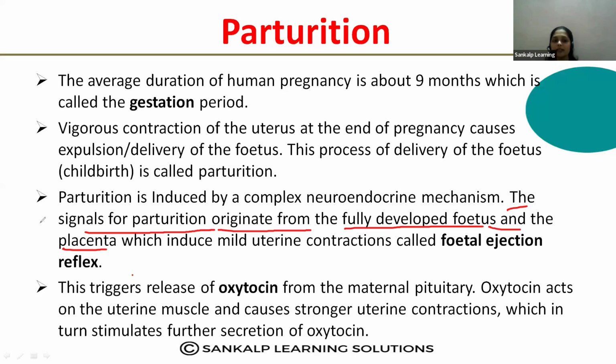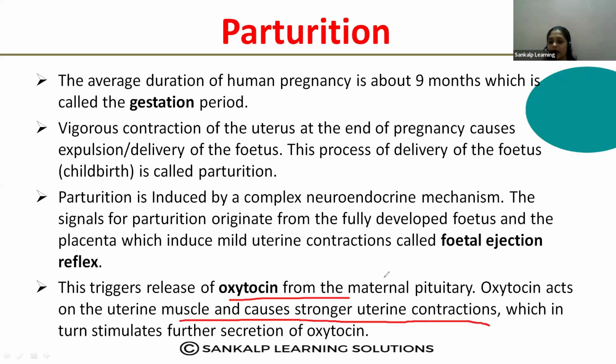Then this triggers the release of oxytocin. Oxytocin is a maternal pituitary hormone, and this oxytocin is released during the parturition. That causes stronger uterine contraction. This oxytocin is helping the uterine contraction happen. From where is it released? It is released from the pituitary gland.